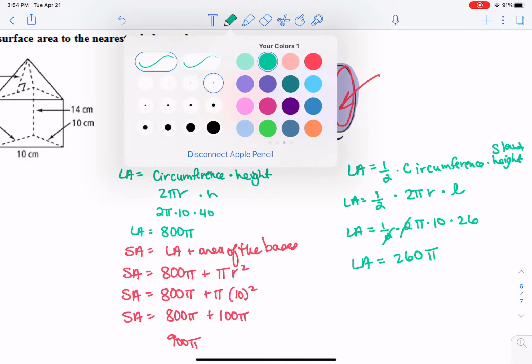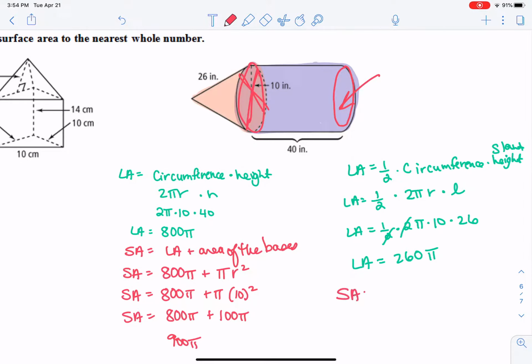Again, normally when finding the surface area, I would do the lateral area plus the area of the base. But I don't actually need to add the area of the base in this case because it's right here and it's being covered up by the cylinder. So my surface area is just the lateral area, 260 pi.